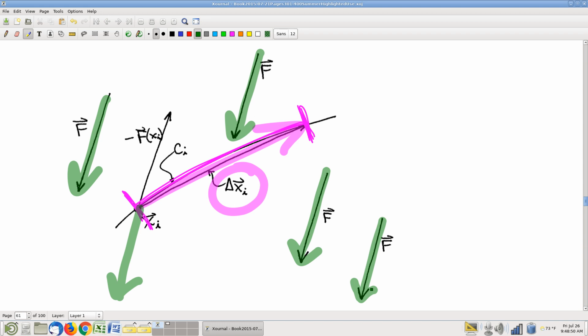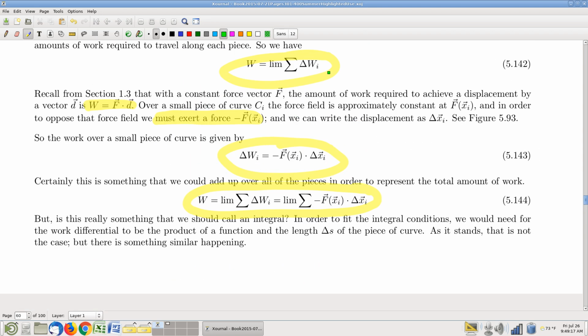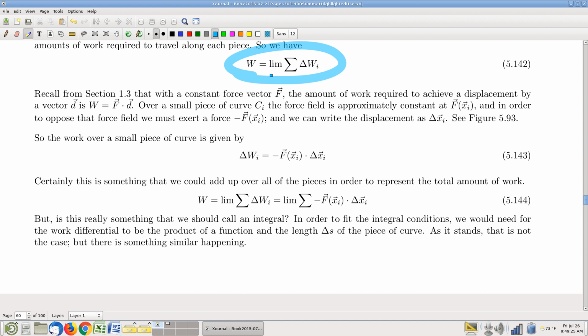So the amount of force that I am applying is approximately constant along that whole displacement. So on each little piece of curve, it's an easy question. It's force dot displacement, just like in chapter 1, on each little piece of the curve. And I just have to add that up over the whole curve. So the grand total amount of work: chop it up, add it up.